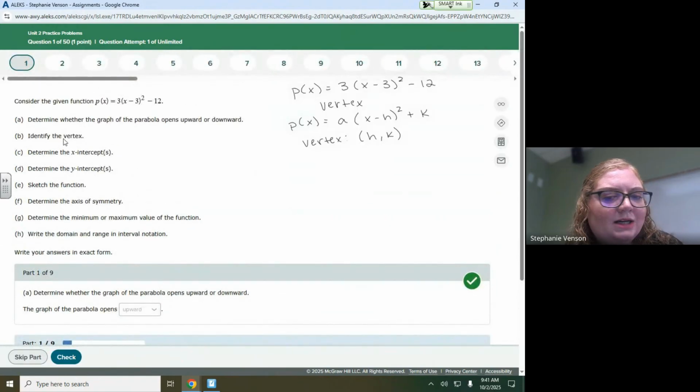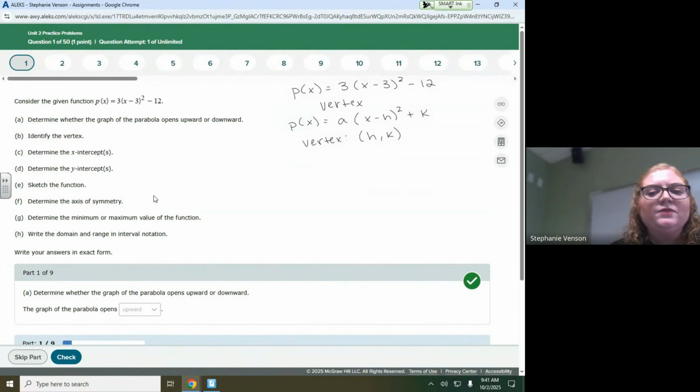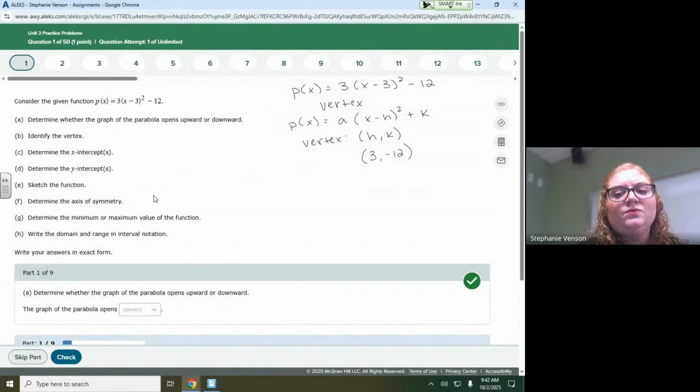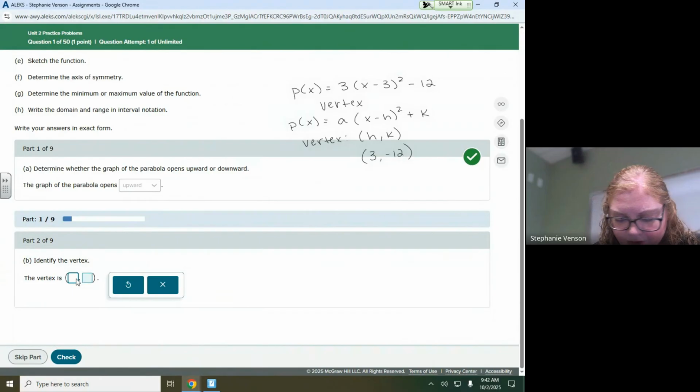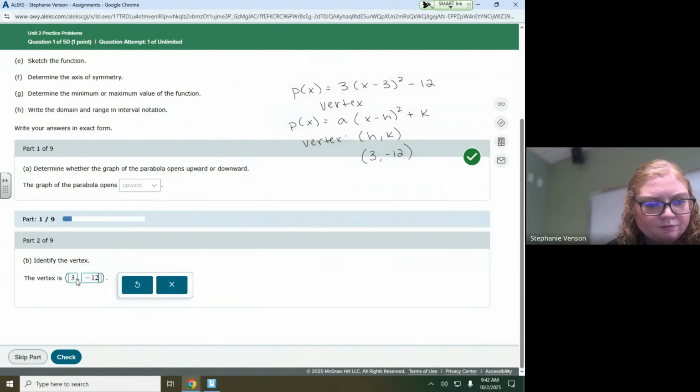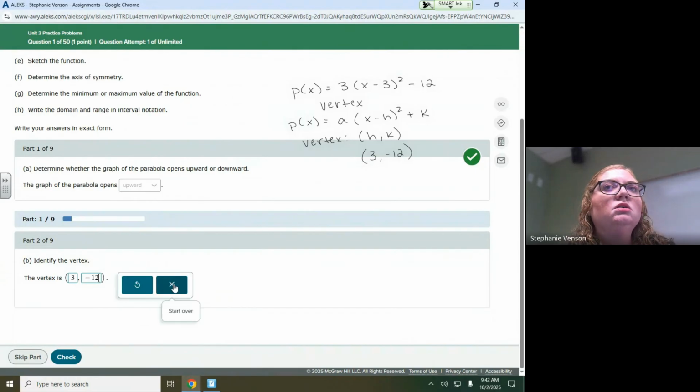Okay. Identify the vertex. So we said the vertex is (h, k). Change the sign of h, keep the sign of k. So (3, -12). And if I do something and you're like, I don't know where she got that, please stop me. I'm happy to help you with whatever. Any questions?